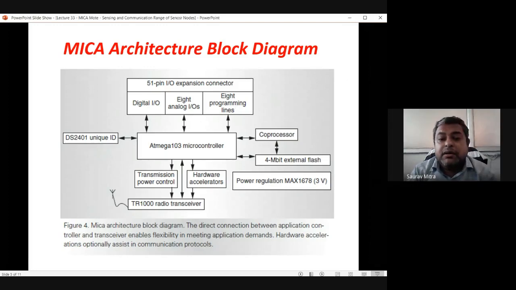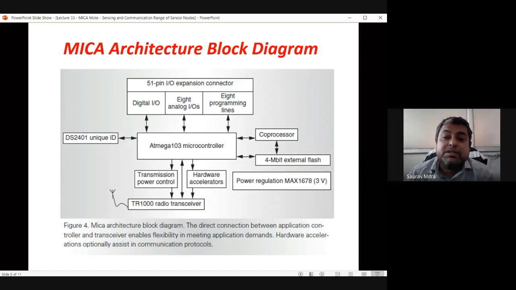So whatever block diagram we had seen yesterday has become more specific now. Whenever we are doing the Berkeley MICA Mote, we cannot say simple microcontroller, but we have to say ATmega 103 microcontroller. We cannot say simple memory or storage. We have to say 4 megabit of external flash and coprocessor. We cannot say a power regulation unit, but we have to say the name of the IC, that is MAX1678. So these two questions are different.